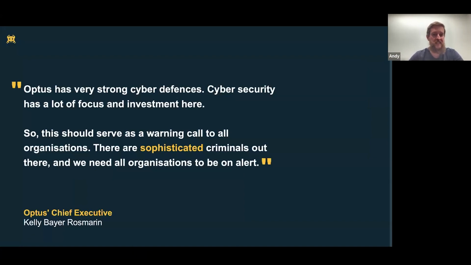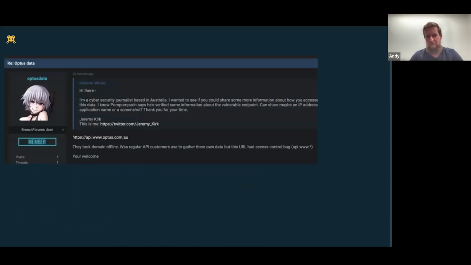Optus responded. This was Kelly Bayer Rosmarin, and she mentioned that essentially Optus tries to have, or does have, very strong cyber defenses, and that there are really sophisticated criminals out there that people need to be aware of. That was quite a strong message response. It's one that we see quite a lot. It was a sophisticated attack. We saw a very sophisticated threat actor.